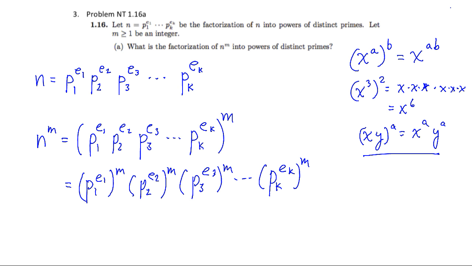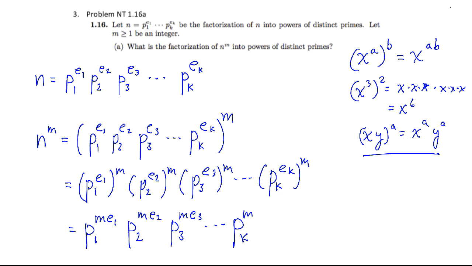And finally, I'm going to apply the other rule of exponents. X to the a all raised to the b is x to the a times b. And I'm going to write this as p1 to the m times e1 power, p2 to the m times e2 power, p3 to the m times e3 power, dot, dot, dot, pk to the m times ek power. And what this does is it just multiplies all the exponents in the prime factorization by m.